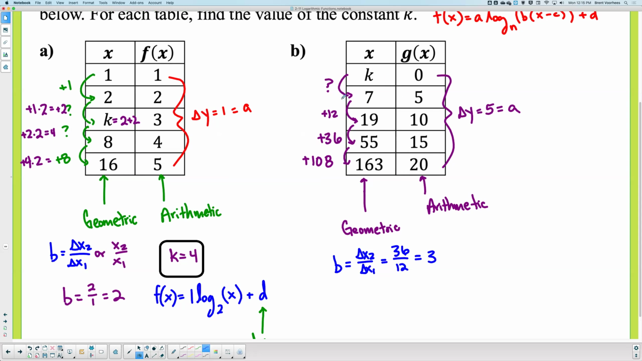But this one, there's no gap. You see how these are back-to-back? Meaning there's no question mark in between, I can just use those, and that's a better formula to use. That's my base. My base is 3. So to solve this one, I'm actually going to go backwards.